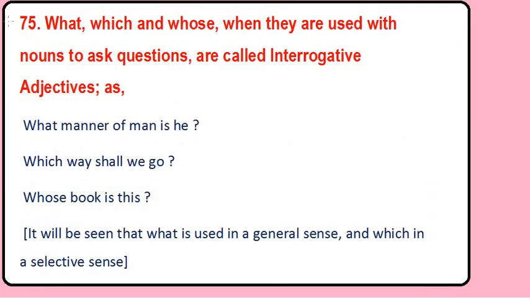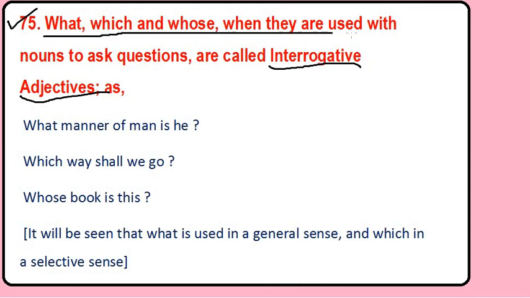Now we have come to the next part of the adjective, that is interrogative adjective. Okay, so what, which and whose, when they are used with nouns to ask questions, they are called interrogative adjectives.